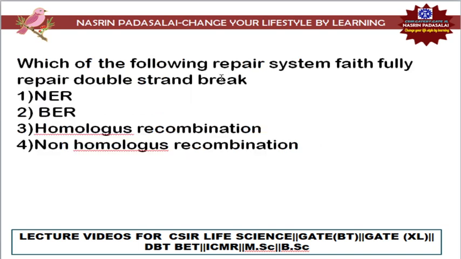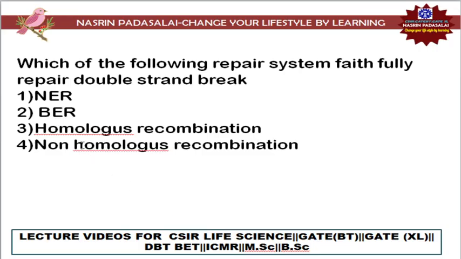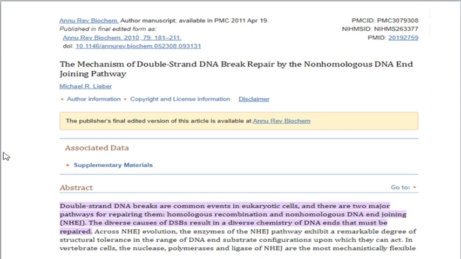Next, which of the following repair systems faithfully repairs double strand breaks? Okay, so if you refer to this particular article which was published in 2011, here they mentioned double strand breaks are repaired by two pathways. One is the homologous recombination pathway and another one is the non-homologous DNA end joining pathway. So the correct answer is homologous recombination repair pathway or non-homologous DNA end joining pathway.